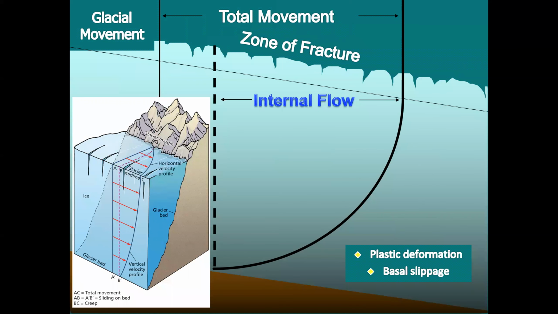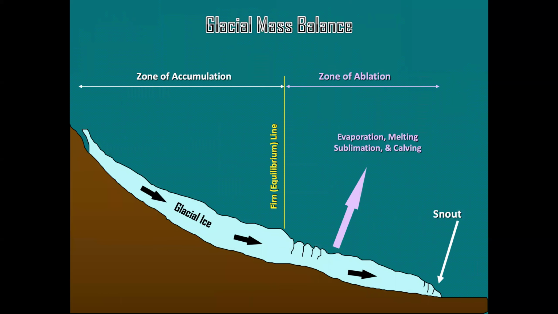Okay, so now in order for this particular glacier depicted here to be growing, that firn line needs to be beyond the snout, because that means you would be adding mass to the entire area. But in this case, this glacier, as depicted here, is actually shrinking.